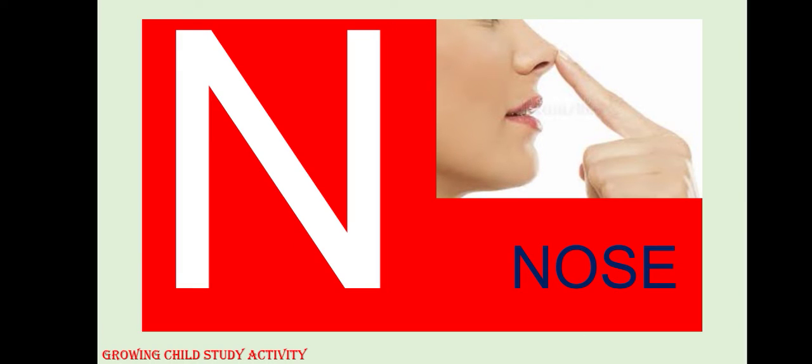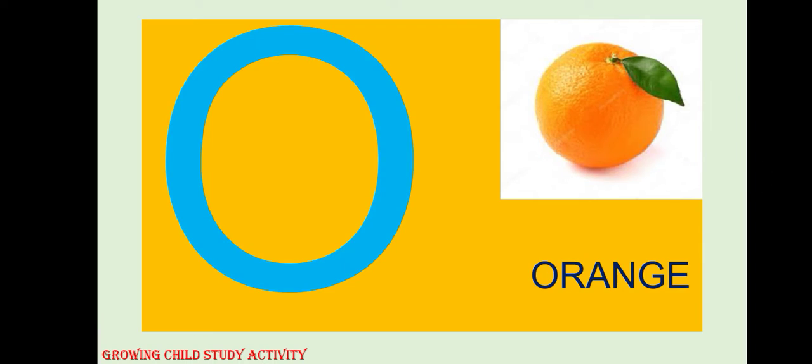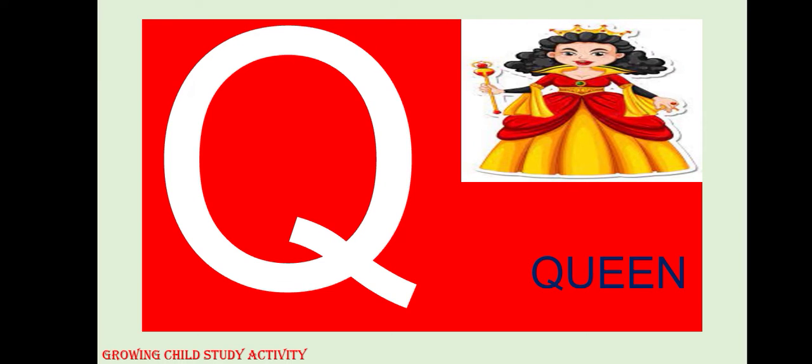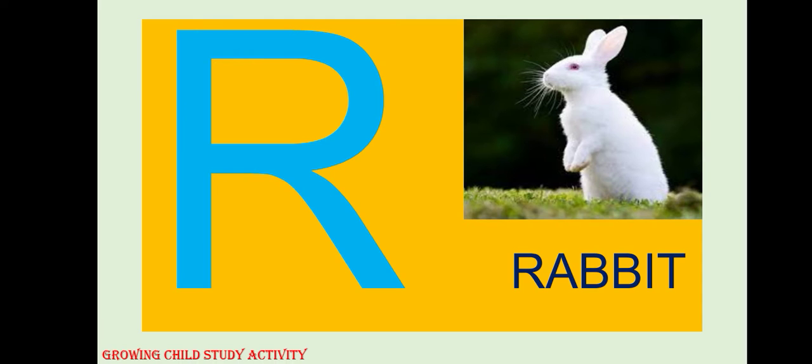N for nose. O for orange. P for parrot. Q for queen. R for rabbit.